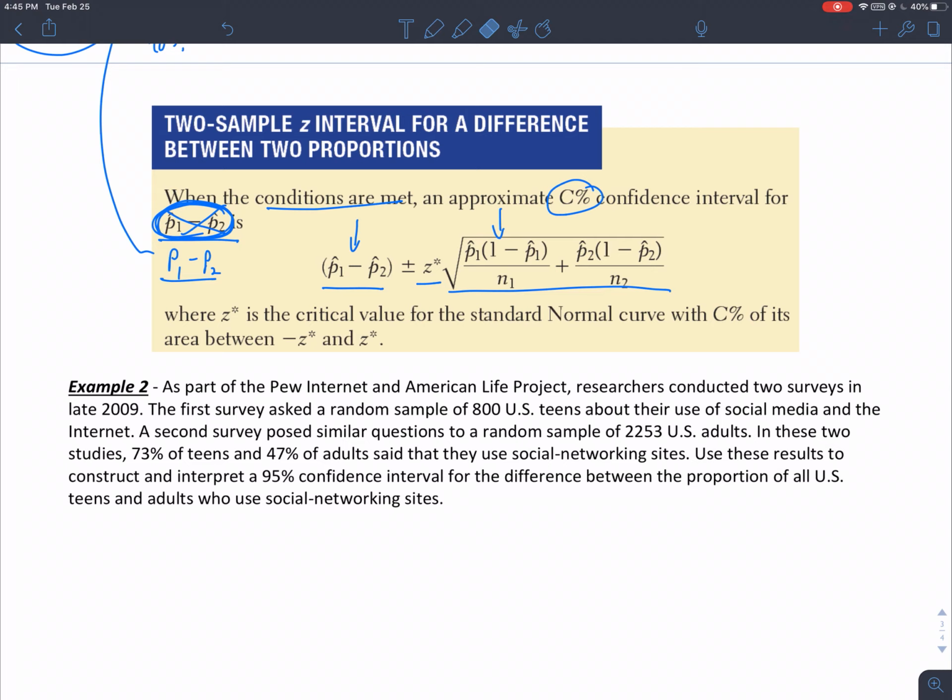That's basically it. Just remember, this is not on your formula sheet. This formula is approximately on your formula sheet right here, but the confidence interval formula definitely not. It's just more generic. Okay, so let's read this.